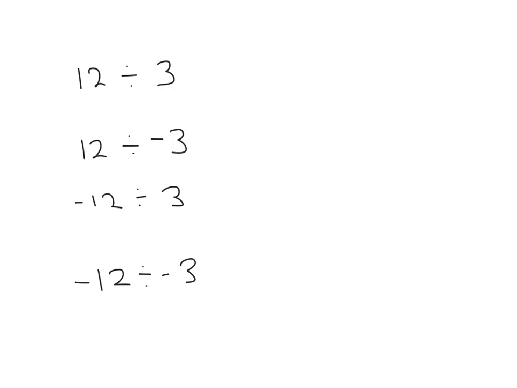The same rules apply for division. So 12 divided by 3, I know that's 4. 12 divided by negative 3, positive divided by a negative, is going to be a negative, so negative 4. Negative 12 divided by 3, so a negative divided by a positive, is also going to be negative 4. And then negative 12 divided by negative 3 is a negative divided by a negative. It's going to be positive, positive 4.